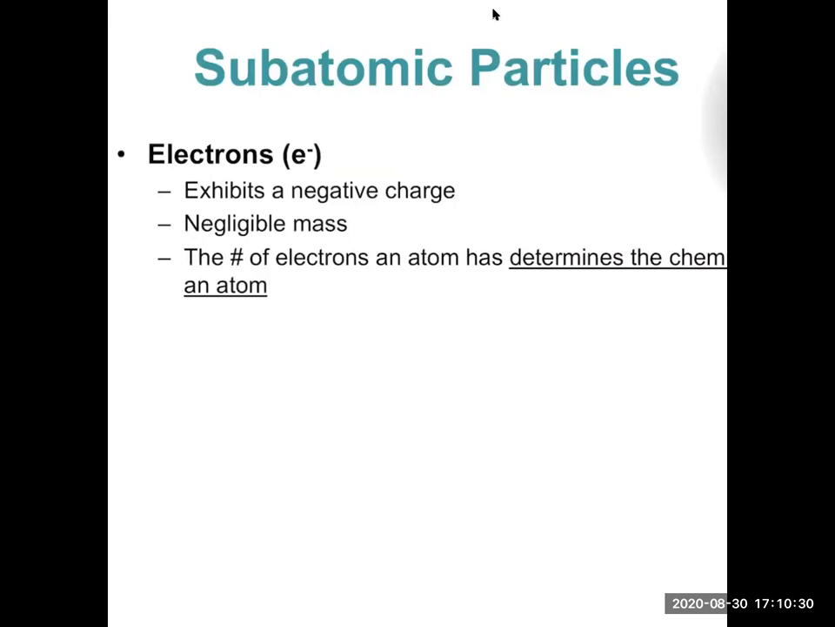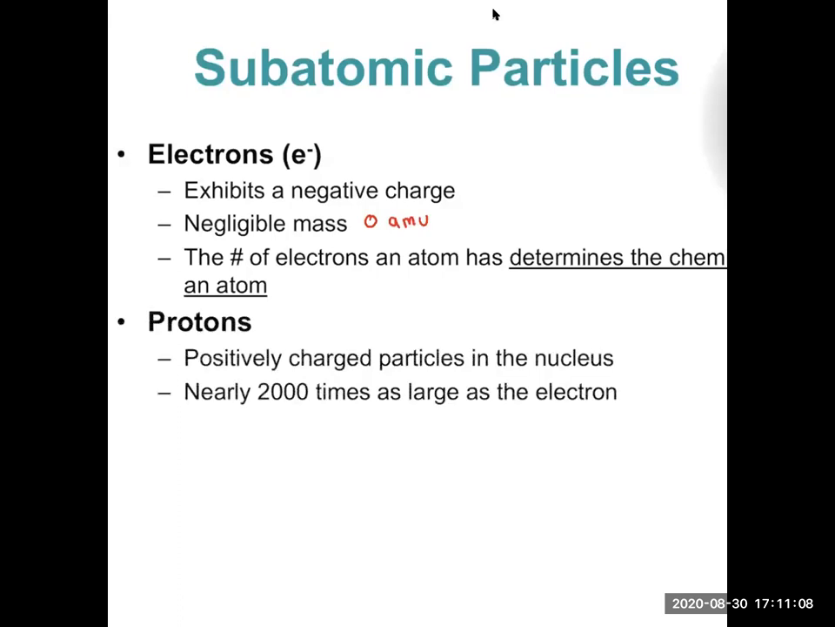So here's a summary. Electrons carry a negative charge. The mass is so small that we neglect it. We say 0 AMU. The number of electrons of an atom determines the chemical behavior of the atom. So even though the electrons are very, very small and they don't really have a mass, they are going to actually tell you how that atom is going to behave. So it has a lot of power even though it's very small.